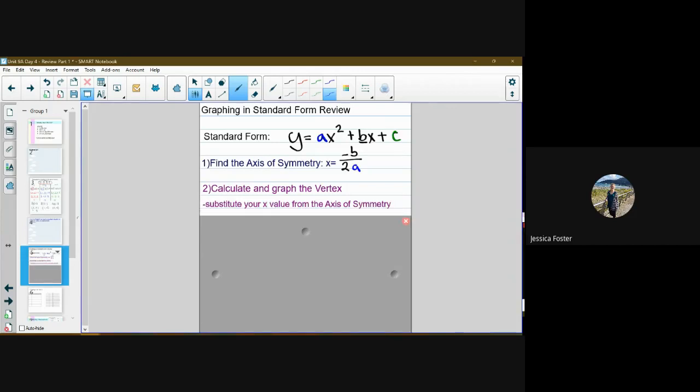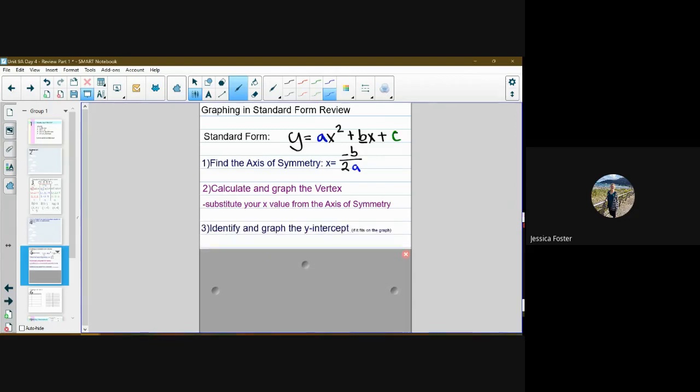After you find your axis of symmetry, you use that x value and substitute it into the equation, just like we did in our warm-up, to get the y value for the vertex. So you'll get an x and a y, and that should lie on your axis of symmetry. Then identify your y-intercept just by looking at your equation in standard form. It's always your c value. If it fits on your graph, go ahead and graph that point. That gives you a second point.